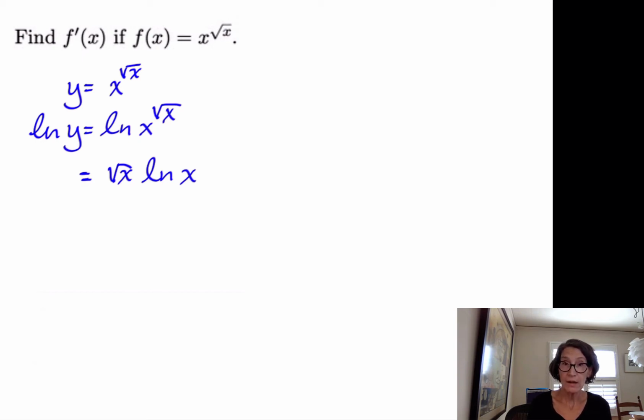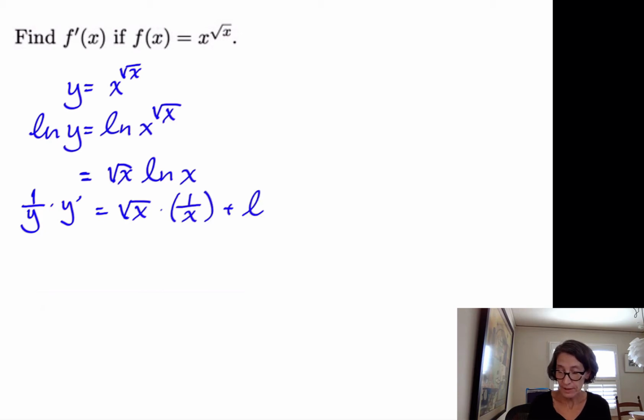Notice on the left side, I have a function of y, but I have to remember y is an implicitly defined function of x, so we can use implicit differentiation on the left side. So on the left side, we differentiate the outside. The derivative of the natural log is 1 over the inside, times, we have to multiply times the derivative of the inside, so that's y prime. On the right side, we just have the product rule. So we're going to use the first times the derivative of the second, plus the second times the derivative of the first.